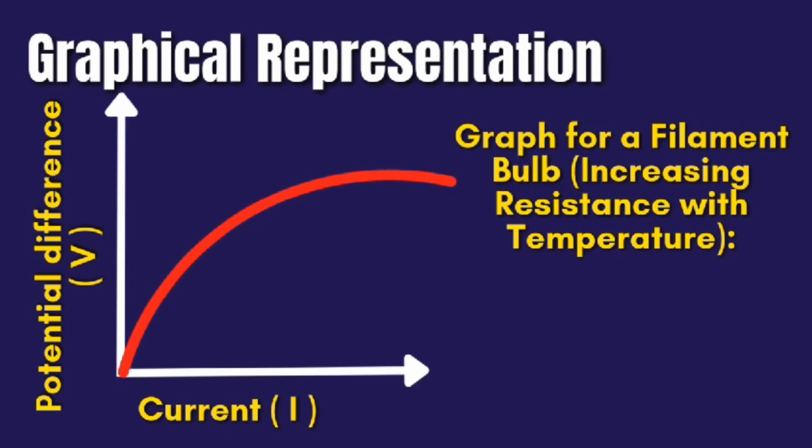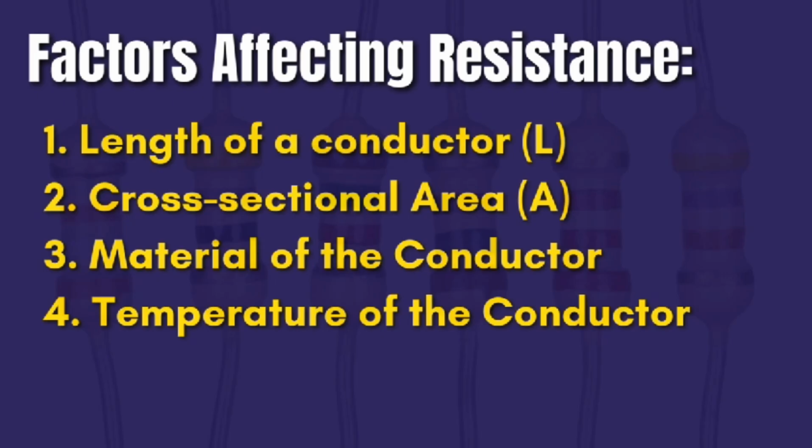Now let's discuss the factors affecting the resistance. As we know, the resistance of a conductor opposes the flow of electric current and is influenced by the following factors. Number 1, length of the conductor. Number 2, cross-sectional area. Number 3, material of the conductor. And number 4 is temperature of the conductor. So let's discuss length of the conductor.